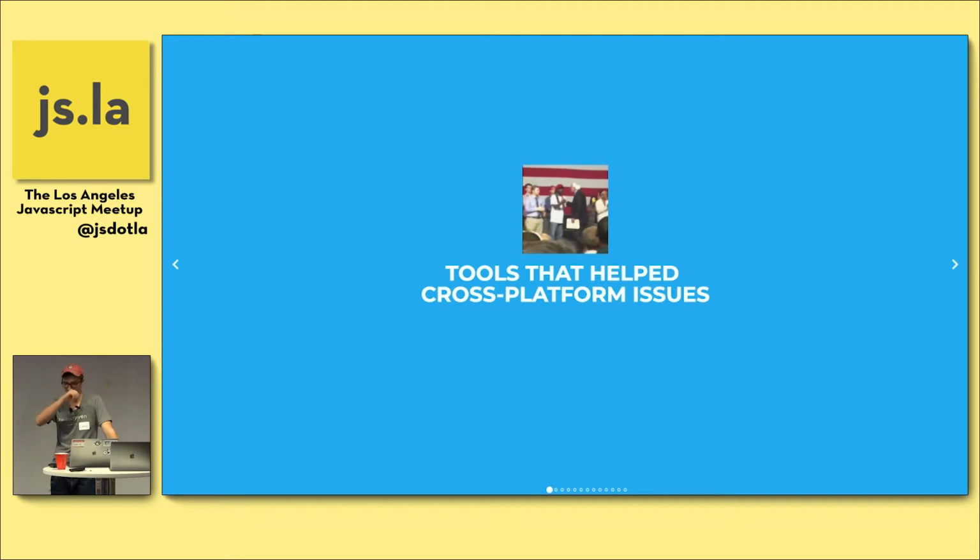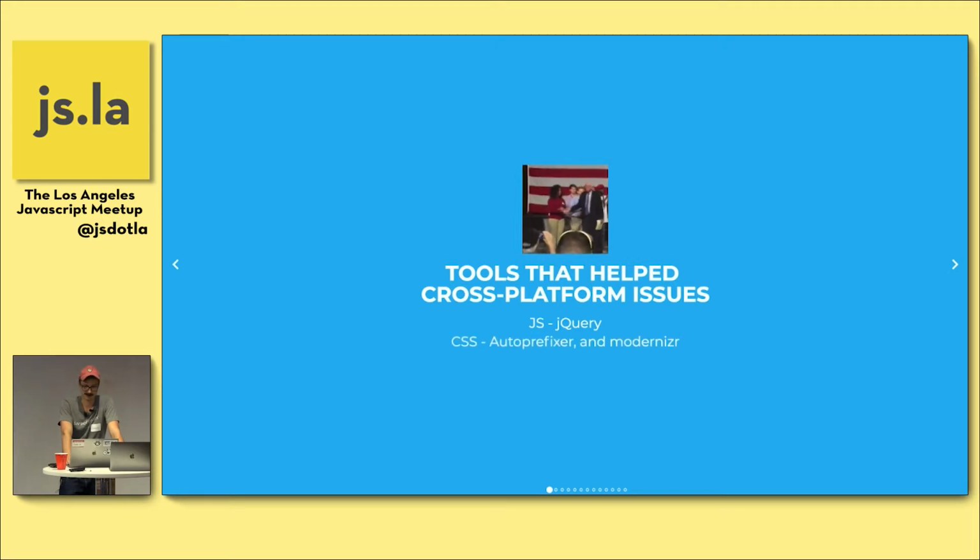So, tools that helped cross-platform issues. This is, by the way, the one and only picture I was able to get in the haste of preparation. Anyway, it's Bernie Sanders. He's dapping it up. He's smooth. For JavaScript, mercifully, there was jQuery, which helped standardize those challenges. And it was honestly kind of how I got started in JavaScript in general. So thank you, jQuery. And with CSS, you had Autoprefixer and Modernizr, which helped take just standard props and make them work across all the madness.